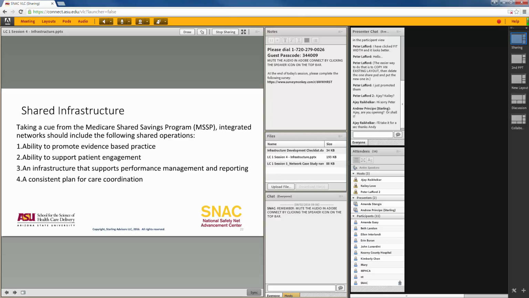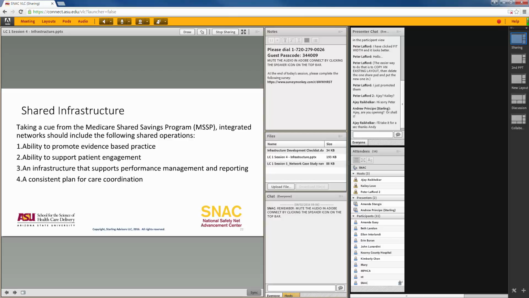There are 4 key aspects that the Medicare Shared Savings Program requires for organizations to be allowed into the program. It must, as a network, demonstrate an ability to promote evidence-based practice. It must show the ability to support patient engagement. It must demonstrate an infrastructure that supports performance management and reporting, and a consistent plan for care coordination. Now, I want to talk a little bit about how this can vary because there is no one answer to how networks should address these needs. But networks should address each of these needs.